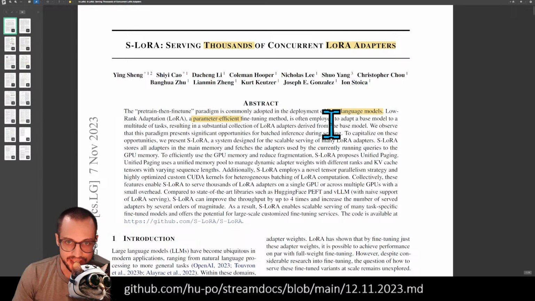Often employed to adapt a base model, so that's kind of where the word adapter comes from, right? You're adapting this pre-trained base model to a multitude of tasks, resulting in a substantial collection of LoRA adapters derived from one base model. We observe that this paradigm presents significant opportunities for batched inference during serving, right?